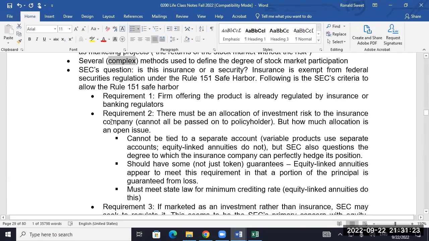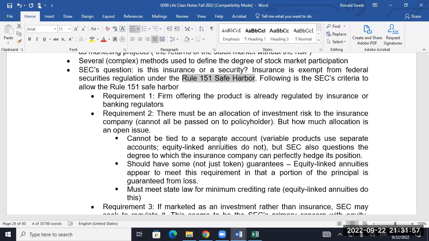So the SEC asked, should we regulate this as an investment, the way we do variable products? You notice the word variable is not in the title. So the SEC asks, well, is this insurance or is it an investment? There's a Rule 151 safe harbor: if you're insurance and not an investment, you're exempt from SEC regulations if you fall under the safe harbor.